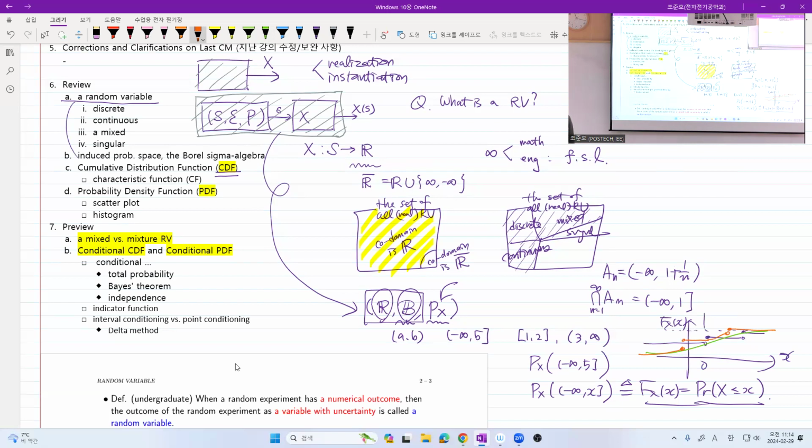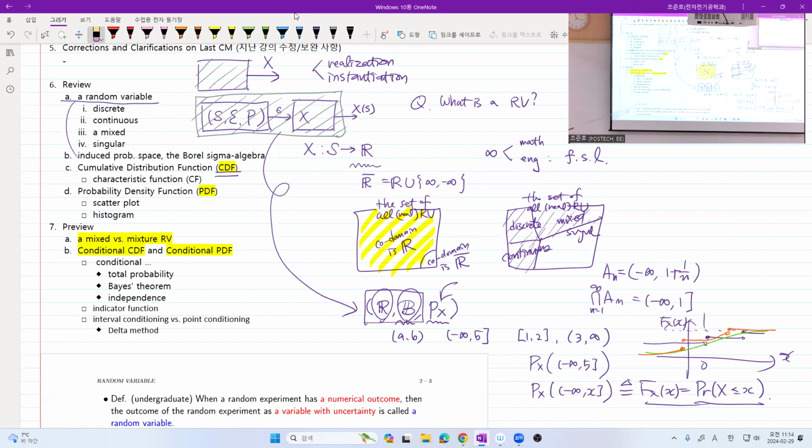Of course, there are other cases, and let me just group them all and say singular. Mathematically speaking, there could be more singular random variables than any others, but in the engineering sense, mostly we just need to focus on continuous, discrete, and mixed random variables. Right?